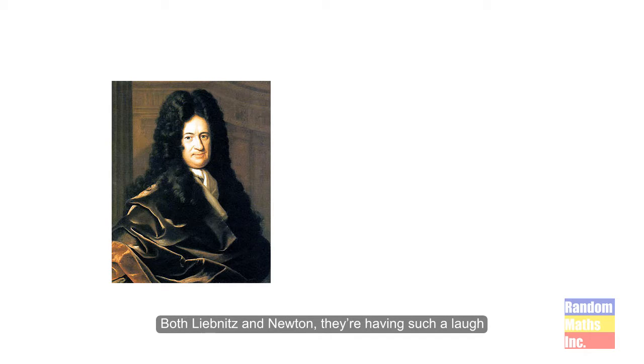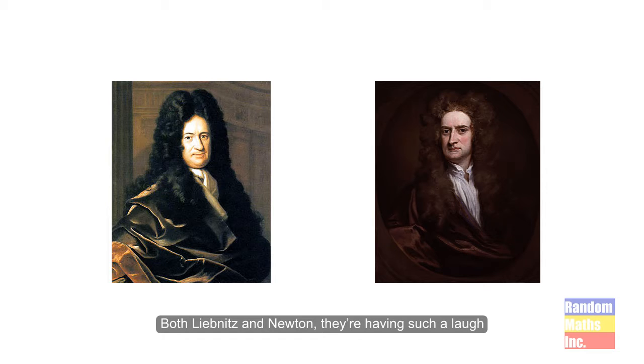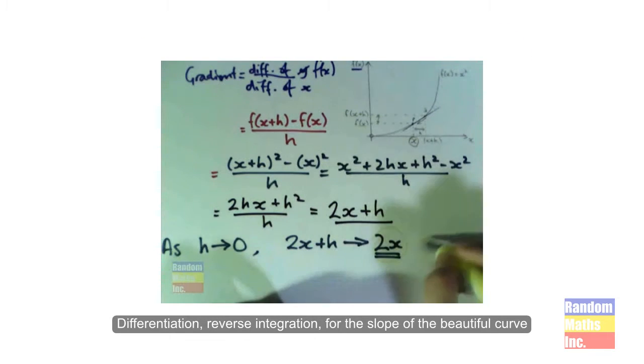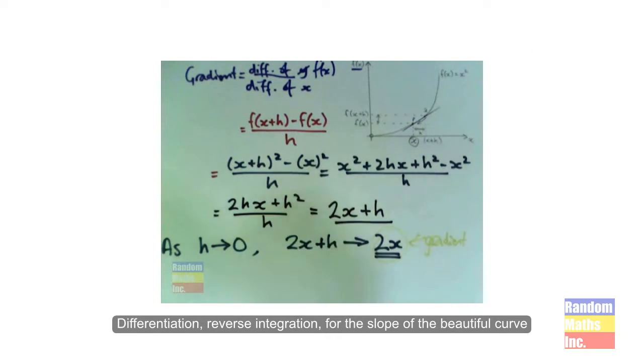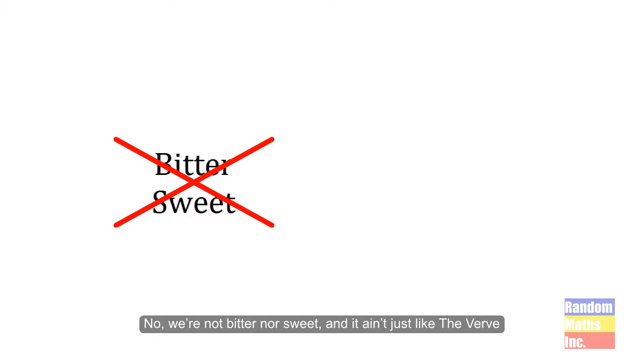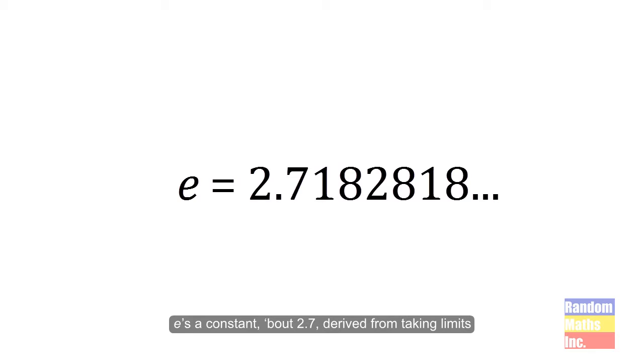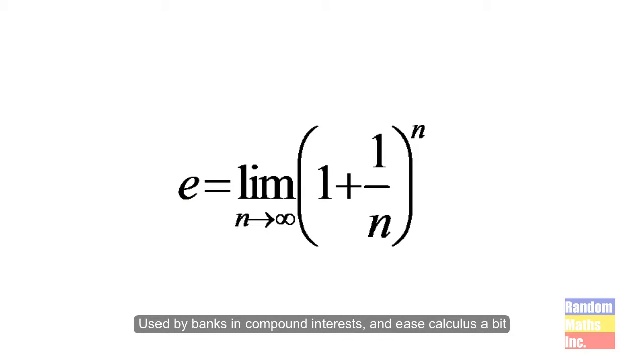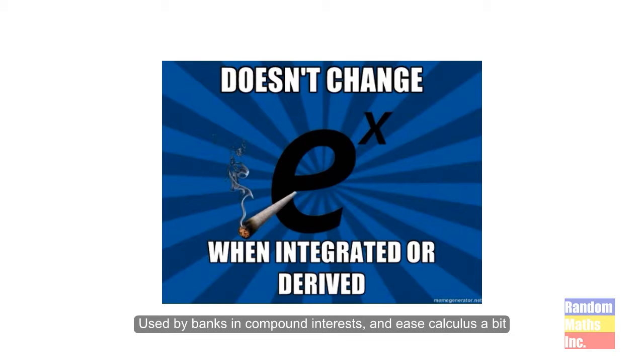Both Leibniz and Newton, they're having such a laugh. Differentiation, reverse integration for the slope on the beautiful curve. No, we're not bitter nor sweet, and we ain't just like the Verve. E is a constant about 2.7 derived from taking limits. Used by banks in compound interest and eases calculus a bit.